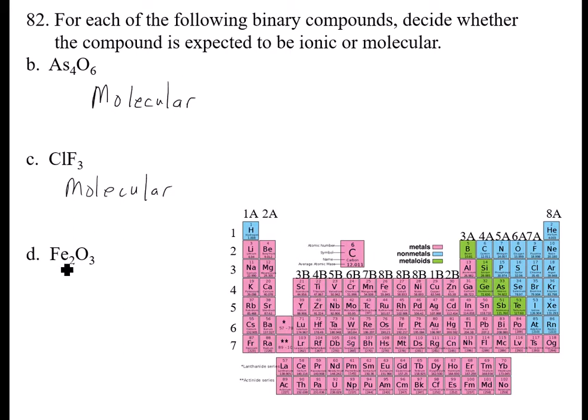And the last one, Fe. Fe is here on the periodic table. Is it a metal or a non-metal? The answer is it is a metal. So the leftmost is a metal, and there are only two elements. Therefore, it has to be ionic.